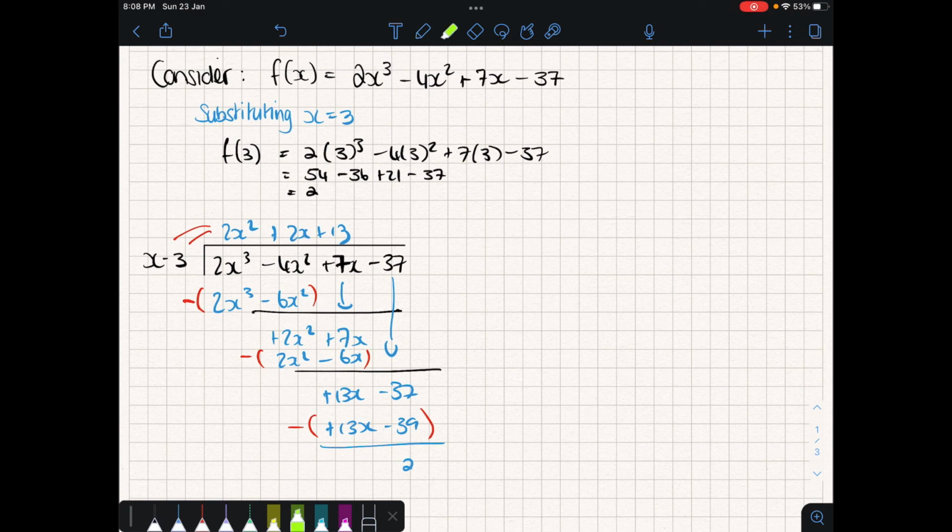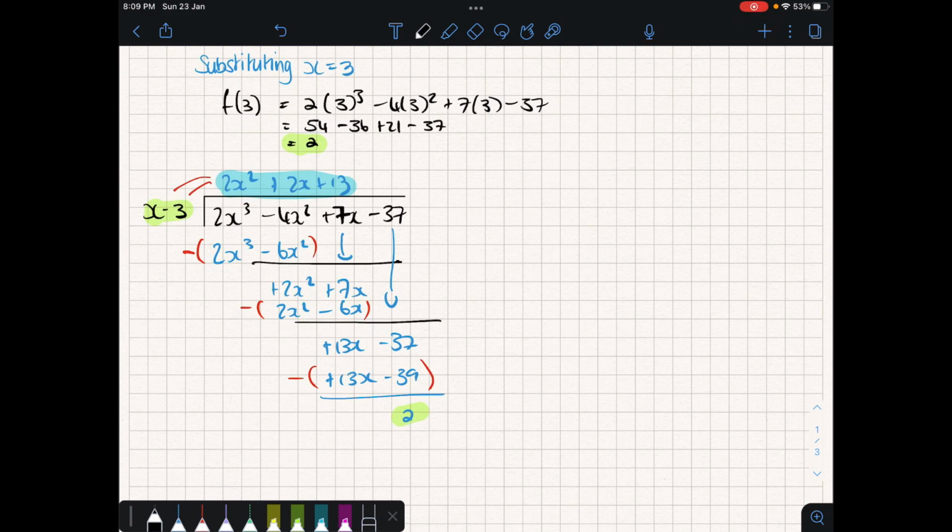Okay. So the important coincidence we want to note here is that when we substituted 3 into the function, we got a remainder of 2. And likewise, when we divided by the factor x minus 3, we got another polynomial, and we also got a remainder of 2. So the important takeaway here is that we could algebraically write that 2x cubed minus 4x squared plus 7x minus 37 is equal to x minus 3, sorry, it's not a factor, this divisor, times the quotient that we got out the other side, plus a remainder of 2.